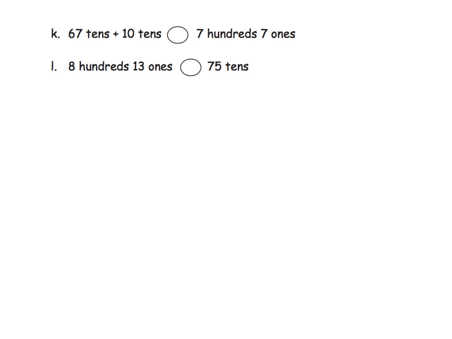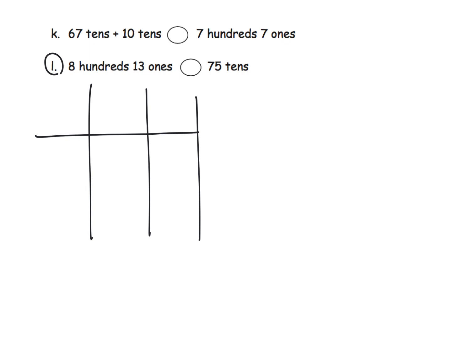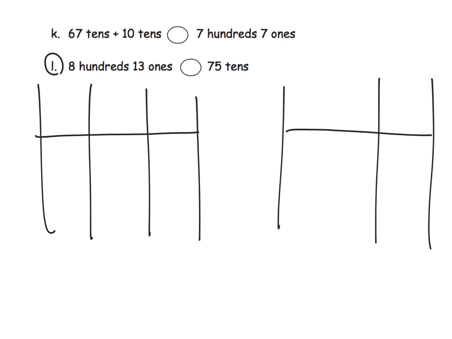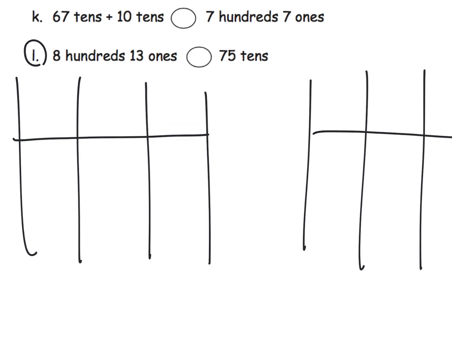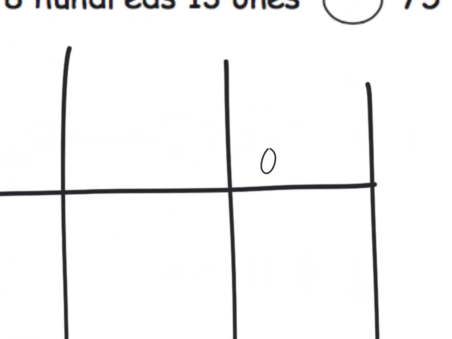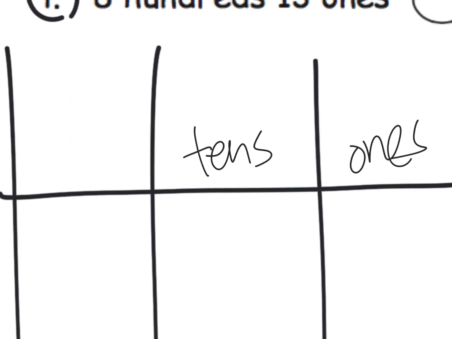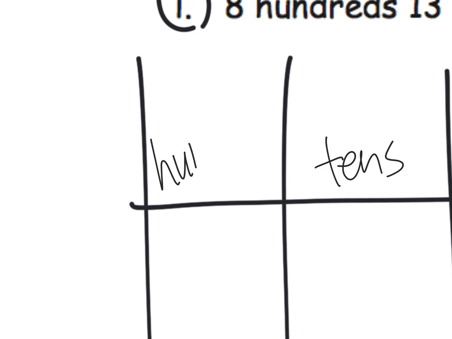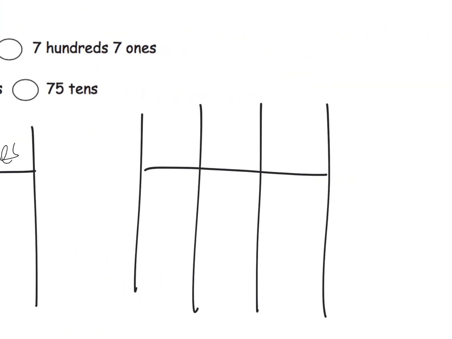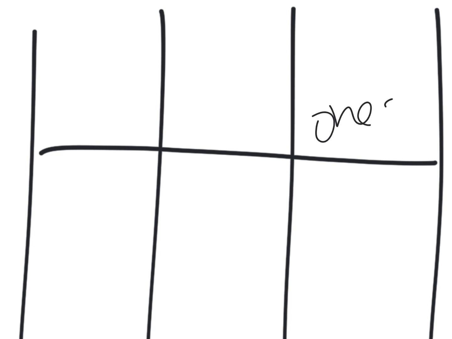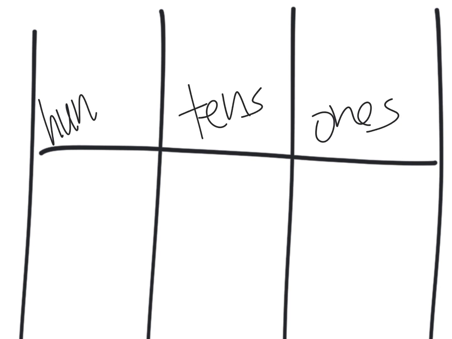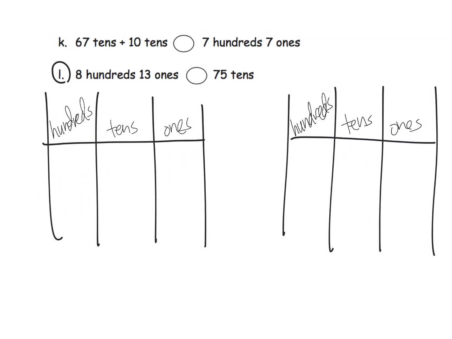Just one more example. Let's do question L. And so we're going to make two place value charts. I'm going to zoom in a little bit and make this a little easier. So this is our ones, tens, and right here we're going to do our hundreds. And then we're going to label this other one way over here. Let's zoom in and label ones, tens, and hundreds. So now that we've drawn our two charts, now we're ready to start modeling.